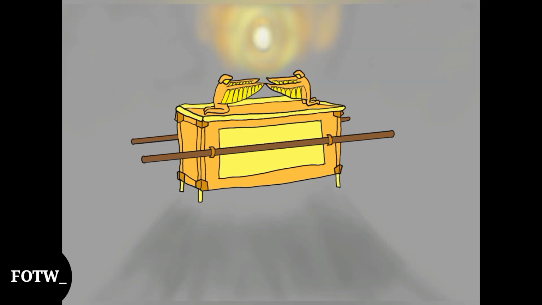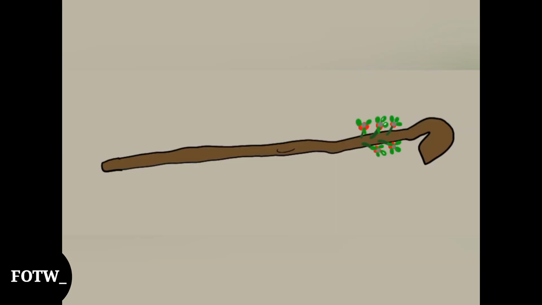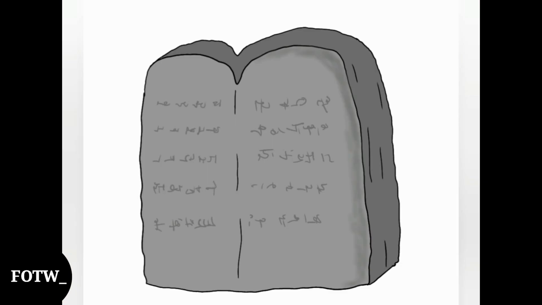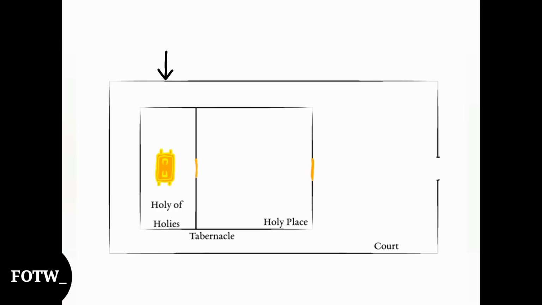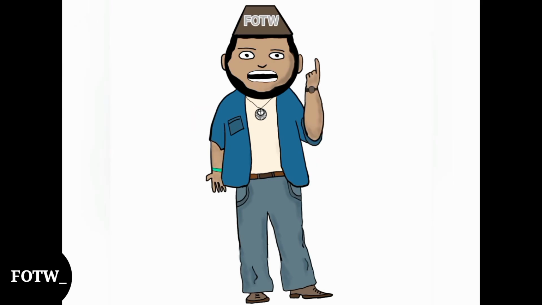The ark also contained a bowl of manna, which was an unknown food God sent down in the desert when the people complained. There was the budded rod of Aaron, which God made to happen to prove to the people that he had chosen Aaron as his high priest, and also the tablets of covenant. The ark sat in the Holy of Holies, and this part of the tabernacle was only entered once a year by the high priest.